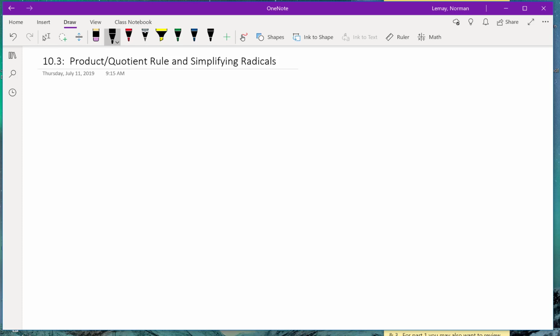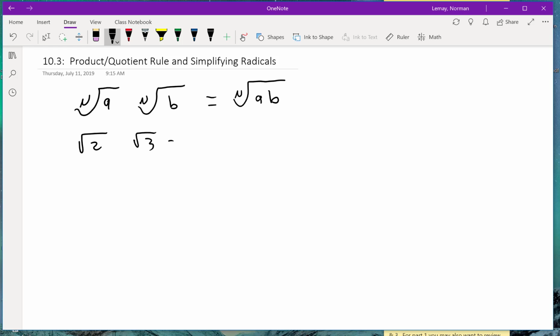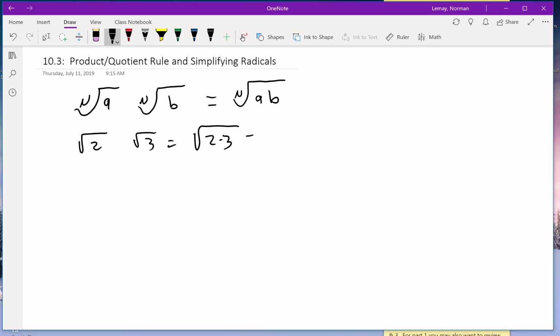And let's just observe that the first rule for products just says that the nth root of something inside of a radical times the nth root of something else inside of the radical, then basically what it says is we can just put it underneath one radical, so we get the nth root, and then the product of the two radicands together. So for example, if we have something like the square root of 2 times the square root of 3, this is just the square root of 2 times 3, which is equal to the square root of 6.